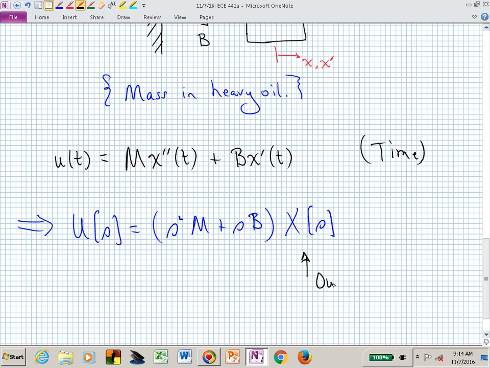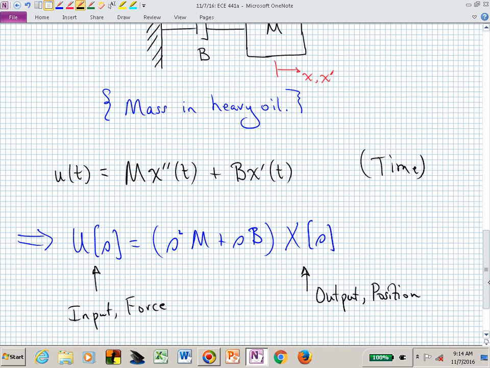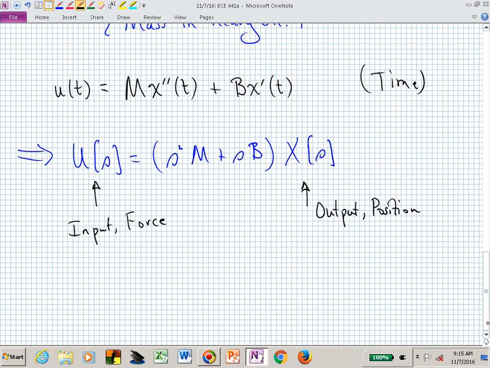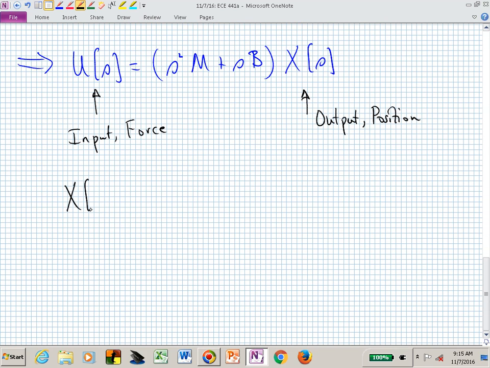Let's say this is now the output that I want in my transfer function, which is position, and let's say that this is now my input, which in this physical picture is our applied force. I can now find my transfer function by looking at the ratio of X over U. And that's now 1 over s times (sm plus b).